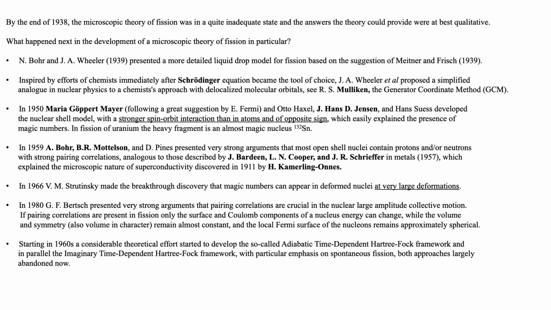Now, in '59, Bohr, Mottelson, and Pines, following the efforts of Bardeen, Cooper, and Schrieffer, applied pairing correlation to nuclei. Now, in 1966, Strutinsky made a breakthrough discovery that magic numbers can appear in deformed nuclei, at very large deformation. So this is absolutely essential in fission. Now, the next element, and people don't talk very often about this, is pairing correlation, absolutely crucial, which George Bertsch described in 1980. Now, there was a considerable effort started in 1960, and you look in textbooks on nuclear physics, adiabatic time-dependent Hartree-Fock theory, imaginary time-dependent, and so on. And basically, they are not used anymore.